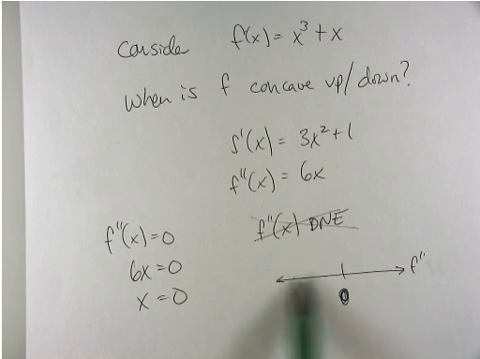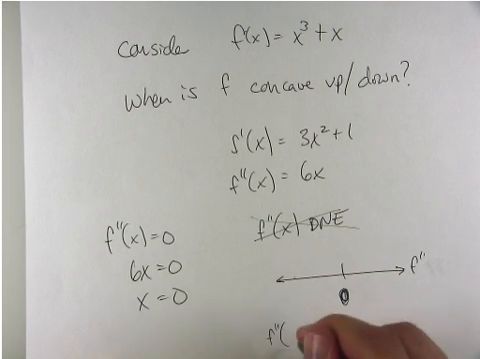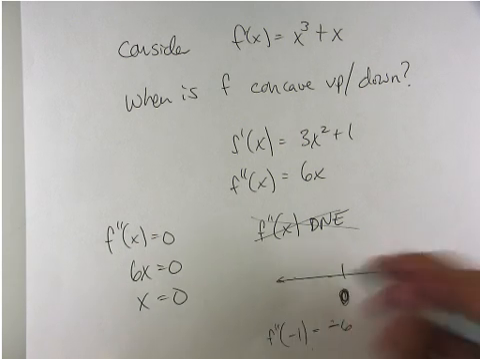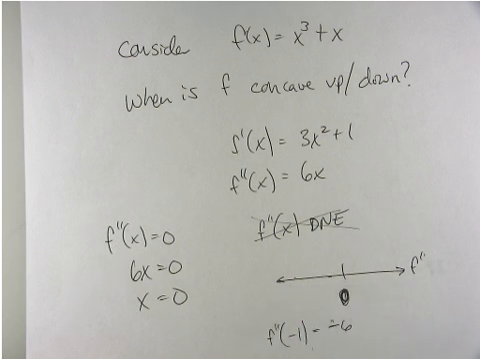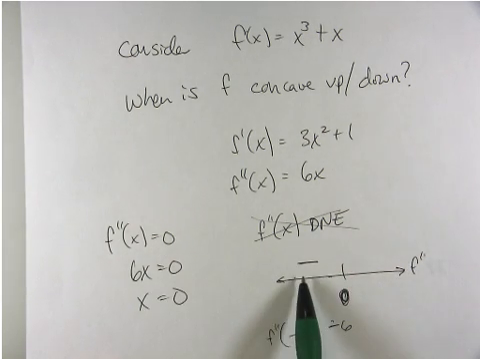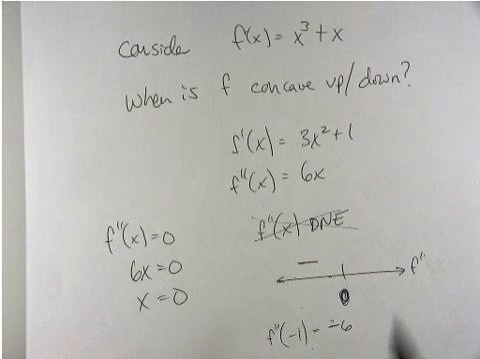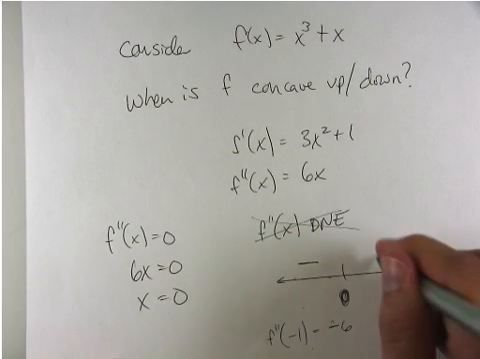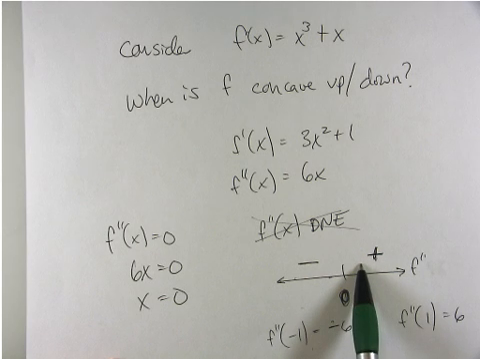So what about over here? That's all negative, anything less than 0. Yeah, so I'm going to take a test point. F double prime of, say, -1 is -6. Right? Or I could just look at the function and try to decide what's happening over here. And the second derivative is always negative over here. And then I'll take a test point from over here. F double prime of +1 is 6. That's telling me that f double prime is always positive over here.